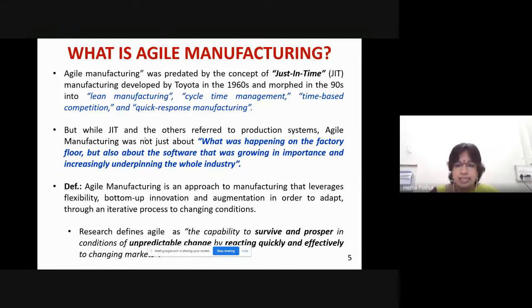But while JIT and other such production systems are referred to as production systems, what exactly is just-in-time? As and when there is a demand for a particular product, the industry produces that product, whatever the demand may be, and supplies it. This is not only about the end output product, but also about the input raw material required to manufacture that product. Zero inventory, and zero inventory of already produced product.